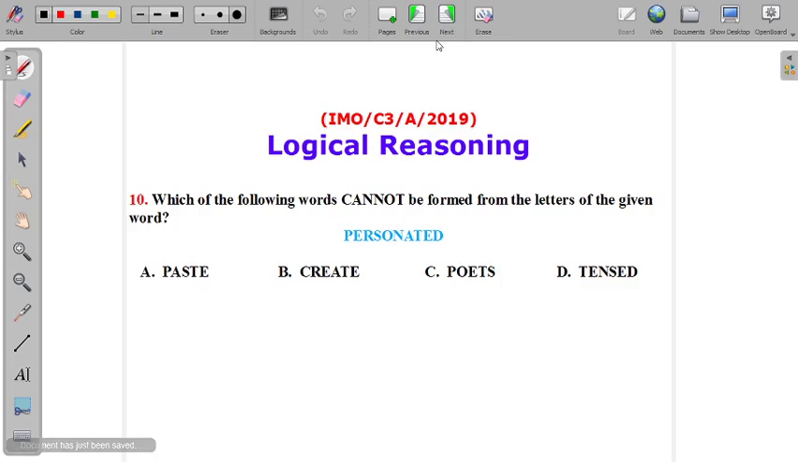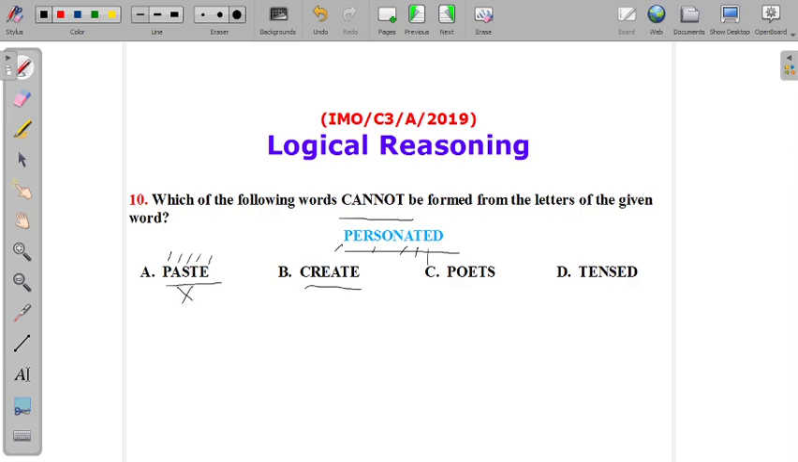Now we are on the last question of logical reasoning. What is the question? Which of the following words cannot be formed? Remember, cannot be formed from the letters of the given word. You check the letters first. What are the given letters here and what are the options given? Options given: paste, first one. P-A-S-T-E. Check whether all the letters are available or not. P is available, A, S, T, E. So this cannot be the answer.